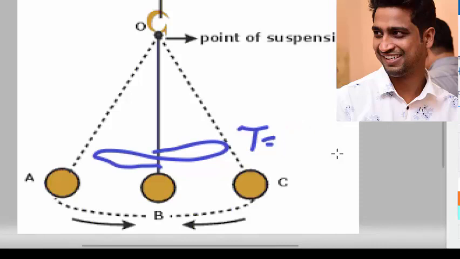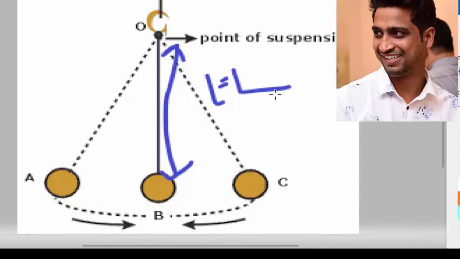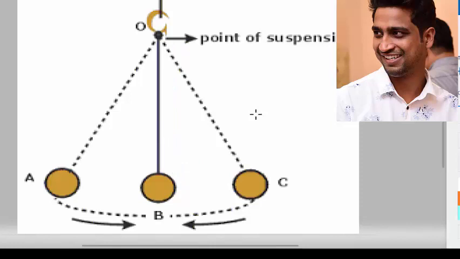Now we will see some factors which affect the time period of a simple pendulum. So the first one is this, that is the length of the simple pendulum, which is capital L, or we also denote it by small l. Okay, so first one is the length of the pendulum. If the length increases, the time period will also increase.